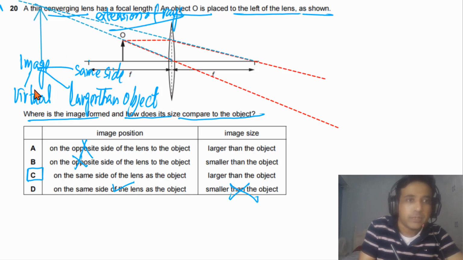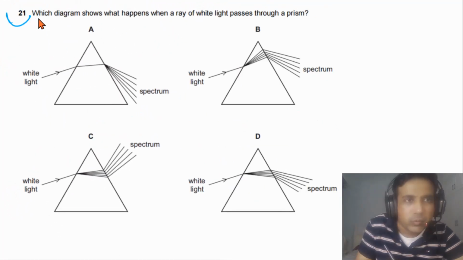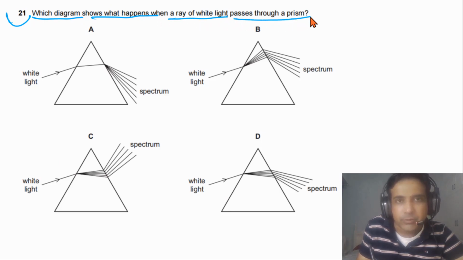So this image is virtual. So the answer for this question is C. Question 21 says, which diagram shows what happens when a ray of white light passes through a prism?